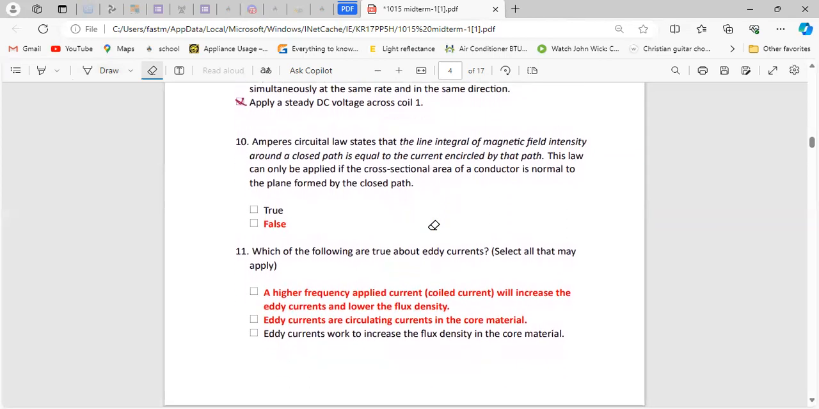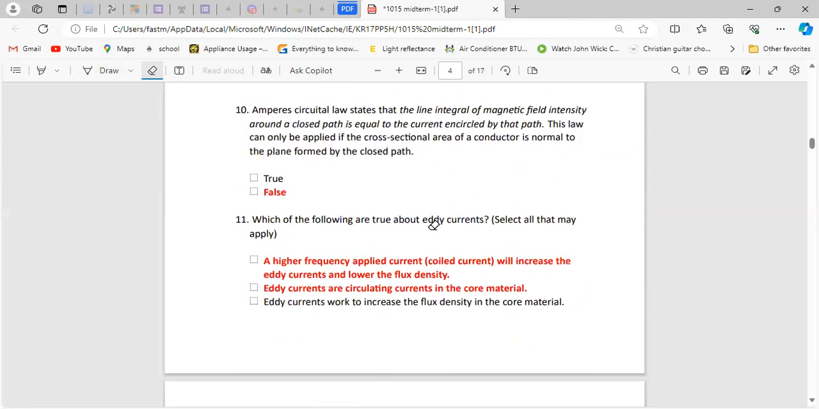Right? Anyway, number 10. Ampere's circuital law states that the line integral of H dl, the magnetic field intensity across a closed path, is equal to N i. Remember I told you about this word "only": the law can only be applied if the cross-sectional area of a conductor is not a normal path. Now, that's true, that and this only. Is not normal, perpendicular.